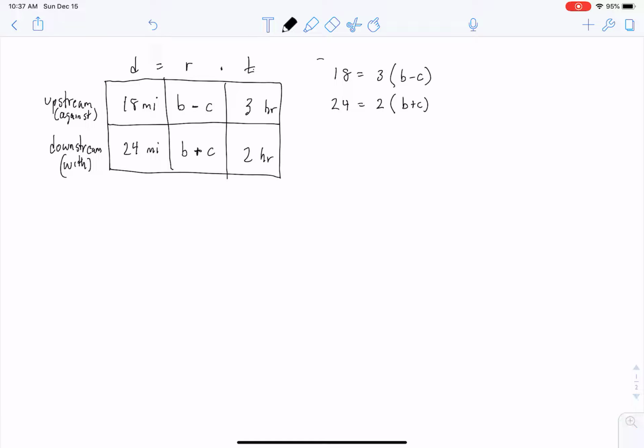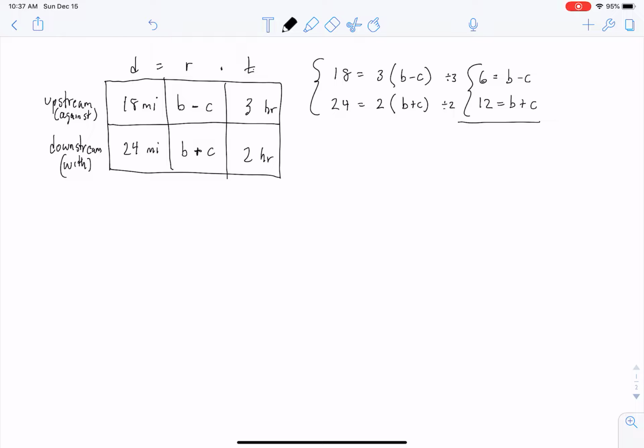Now, the easiest thing to do for these is to divide out, not to distribute the 3 in and the 2 in. So we're going to divide both sides of the top equation by 3. So we get 6 equals B minus C. And the bottom equation, we'll divide both sides by 2, and we'll get 12 equals B plus C. And the reason why it's easiest to do that is because you can use elimination easily.